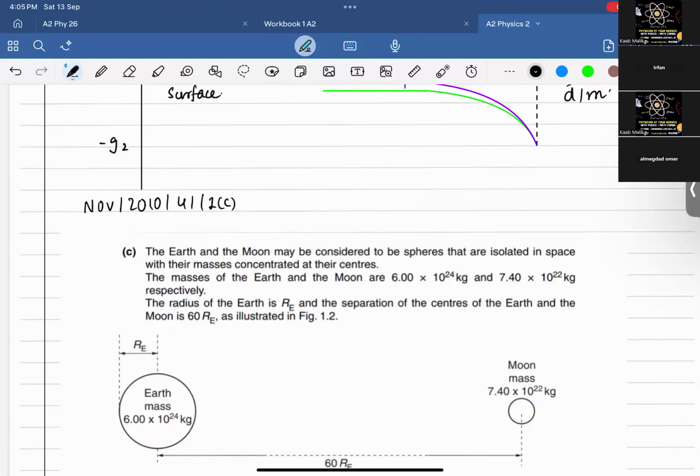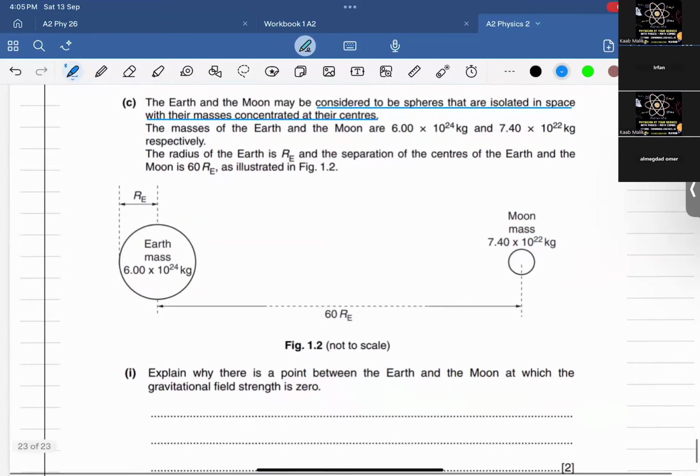Now let's read. They're saying the Earth and the Moon may be considered to be spheres that are isolated in space, with their masses concentrated at their centers. These are the assumptions they made in order for you to use the gravitational field equation. Otherwise, you can't use that equation; you would have to use the differential and integral form. Now, they've given you the mass of the Moon and the mass of the Earth, and they mention that the radius of the Earth is RE, and the separation between the center of the Earth and the center of the Moon is 60 RE, as illustrated in figure 1.2.